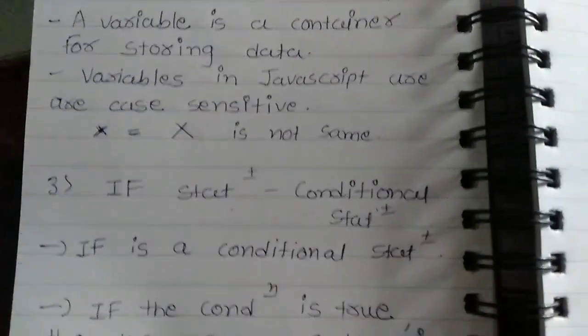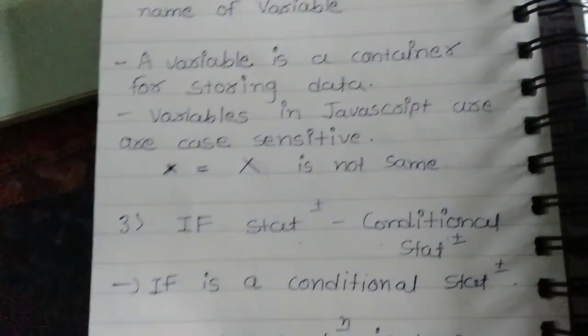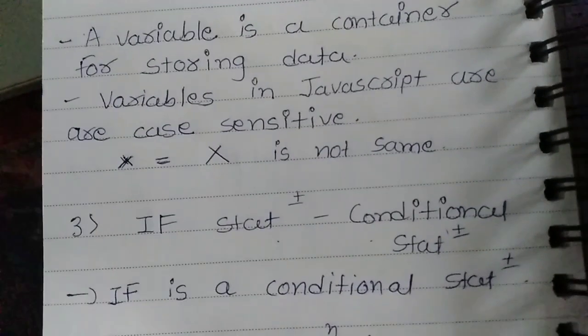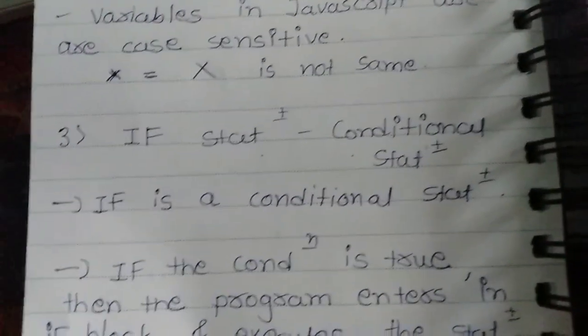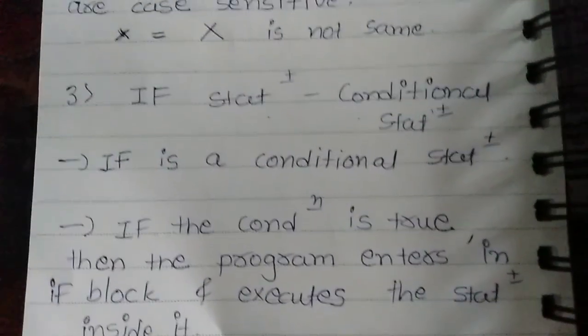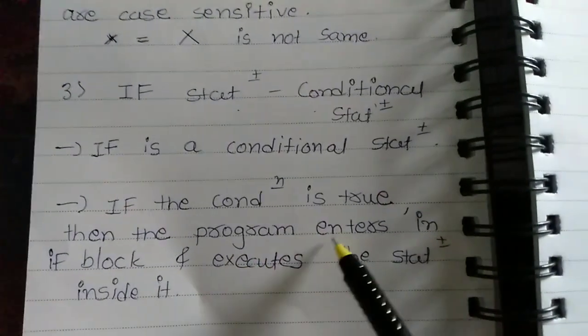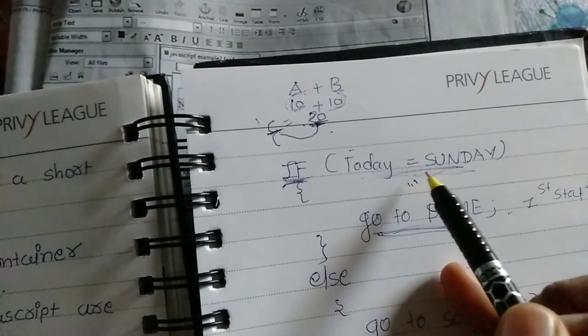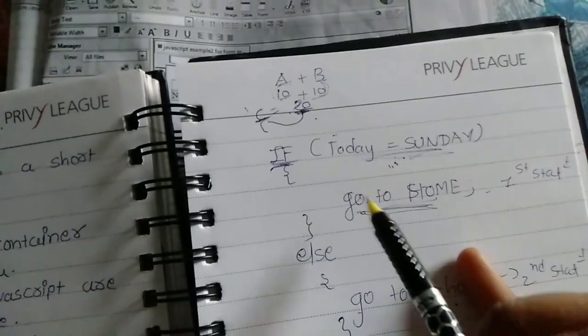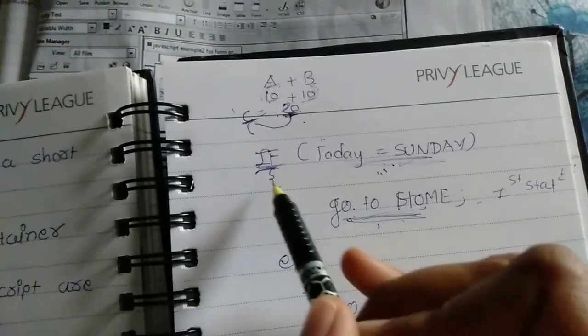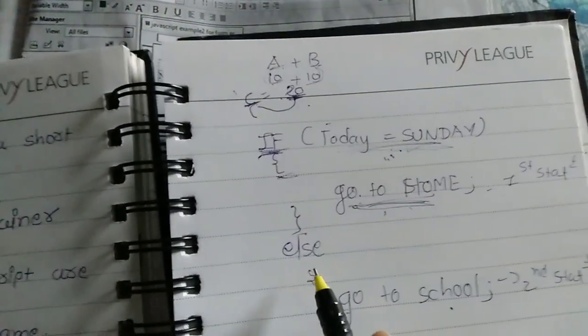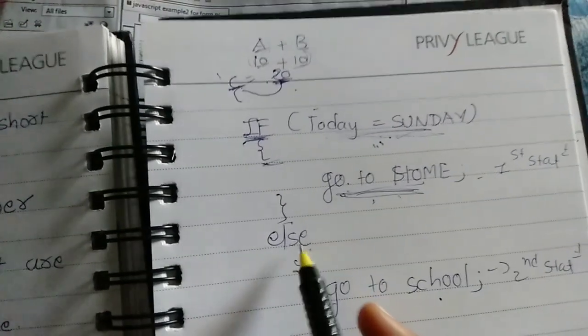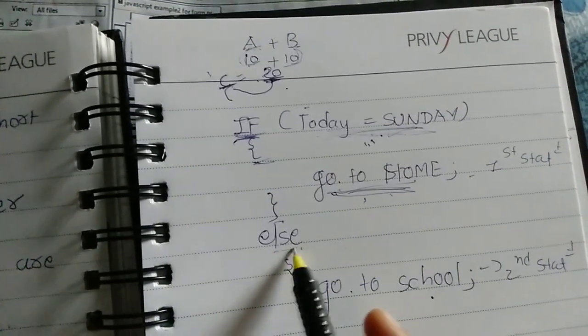If is a conditional statement, especially used for conditions. If is always evaluated by an expression, a conditional expression. If the condition is true, then the program enters the if block. If the condition is true, then and only then the program enters inside this block. But if the condition is false, then it enters inside the else portion.